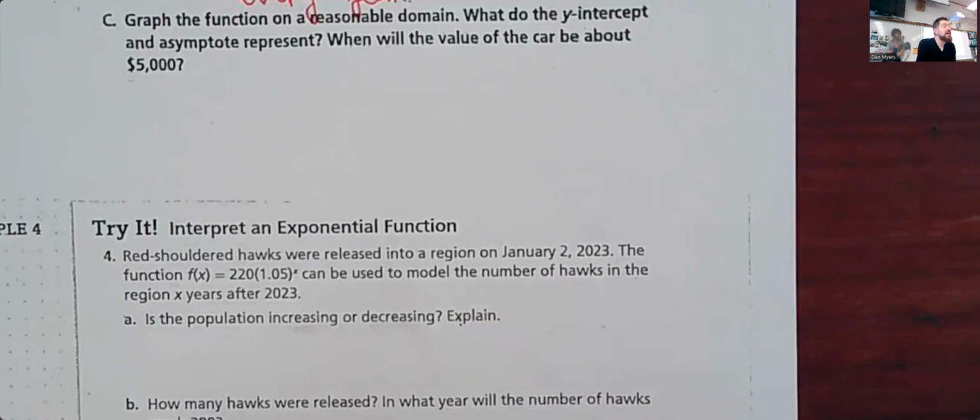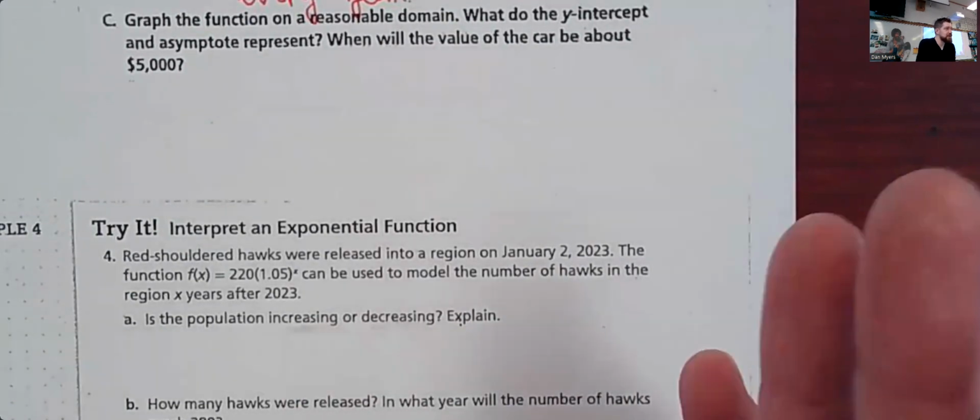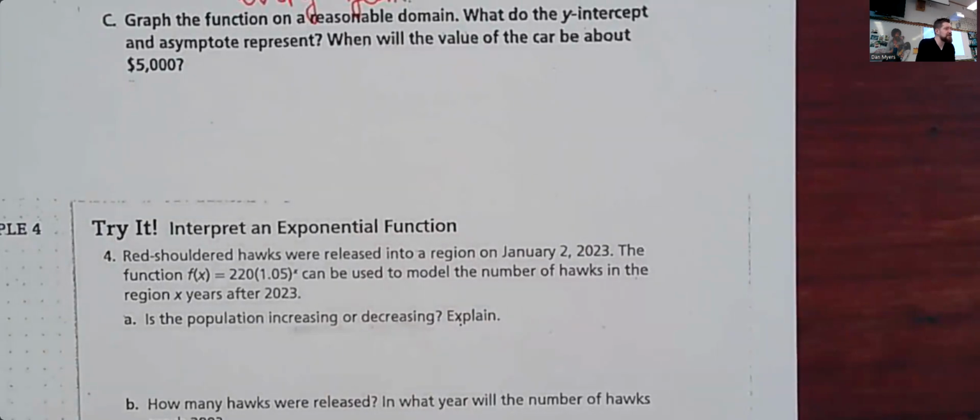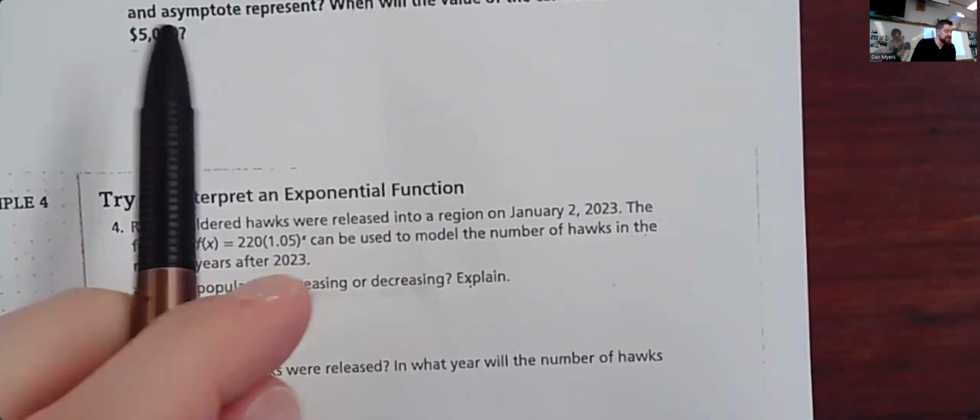And it won't ever actually reach that. So the asymptote means that the car will always have some value, right? The asymptote is at 0. The car will never actually reach a value of 0, so it'll always hold some value. All right, last question here.